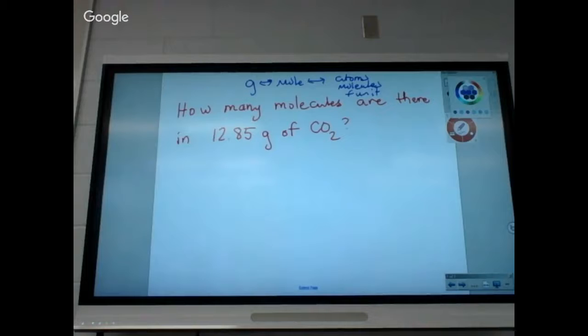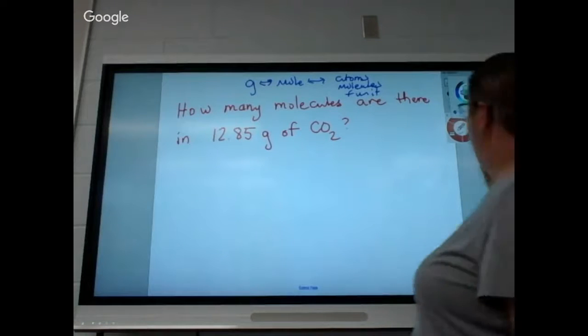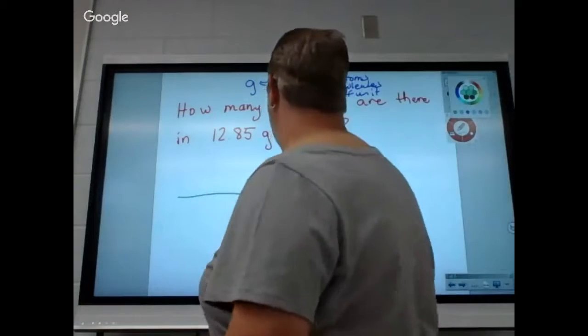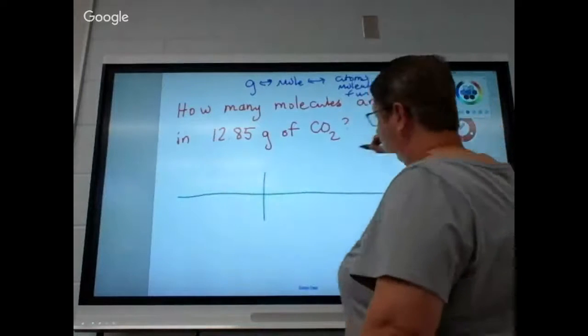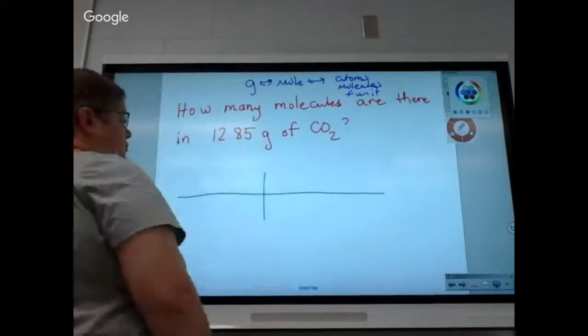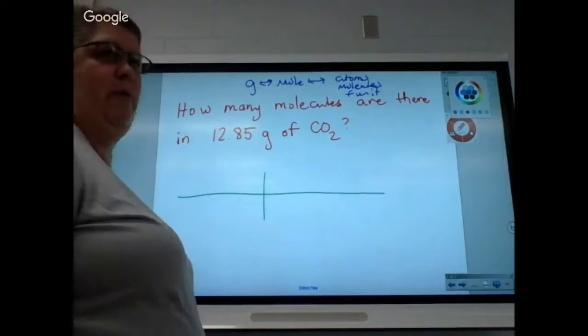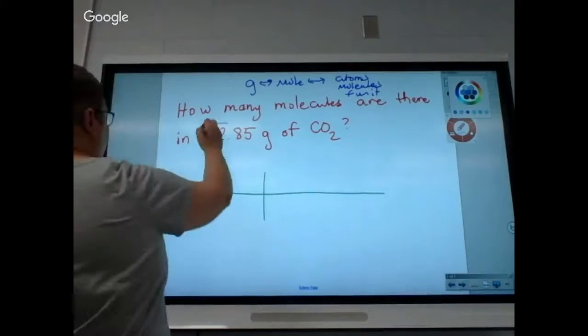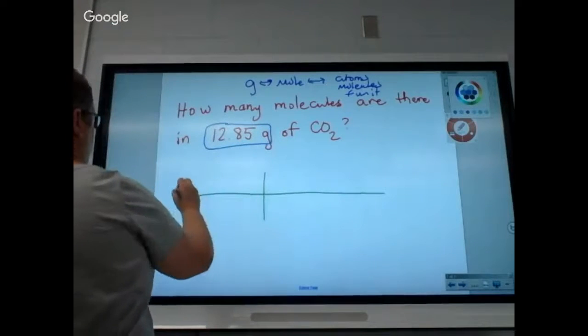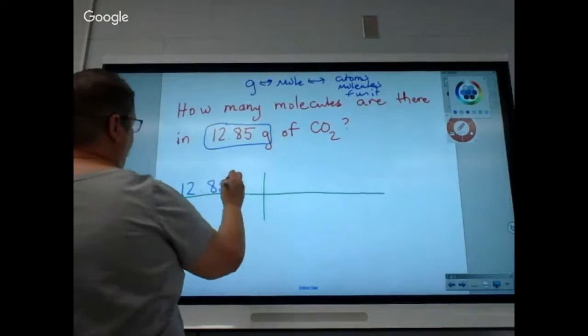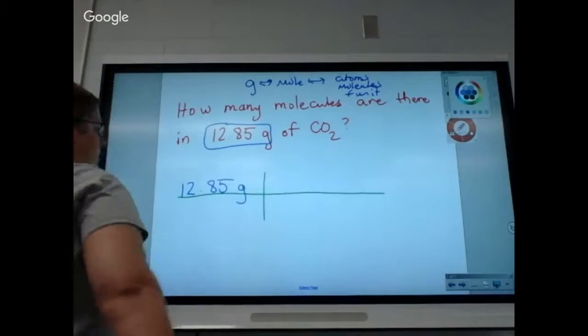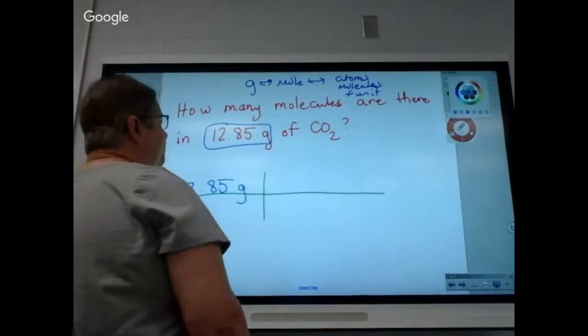All right, are we done? Caught up? So, what goes on the top line? Why are we putting molecules on the top line? Remember, find your number. So 12.85 grams goes on the top line. What's going on the bottom?